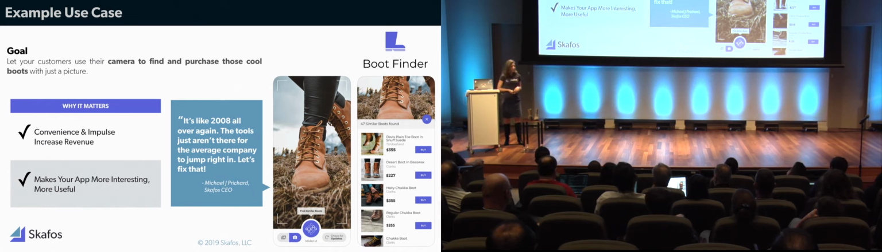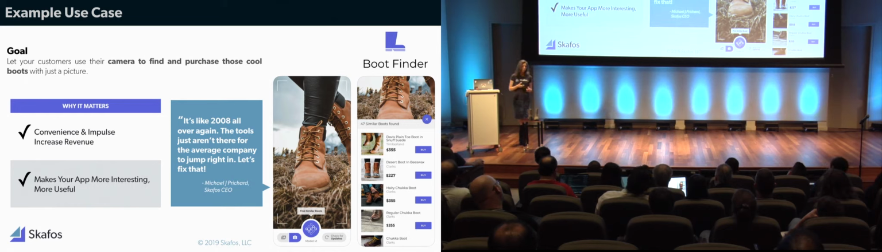So the Boot Finder is an app that we built. It's the one that you can download using that QR code. And so the goal of this app, again, very simple, is to allow customers to take a picture of a pair of boots, and then using a machine learning model, it identifies boots similar to the one that I just took a picture of, right?